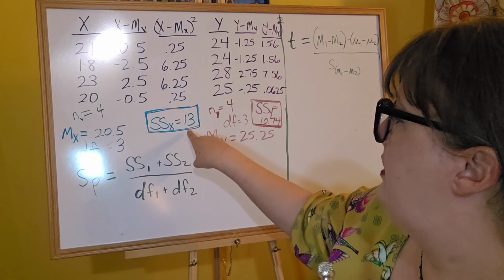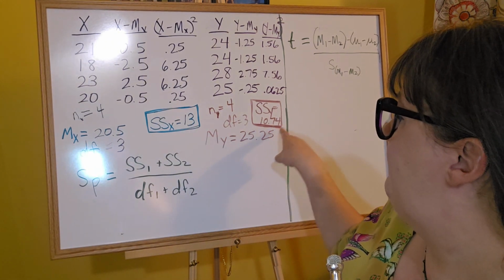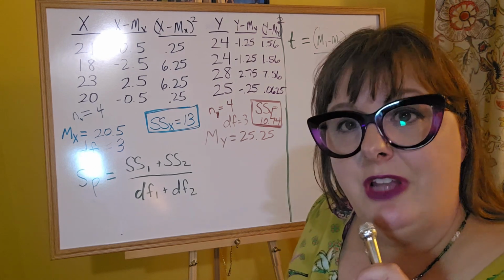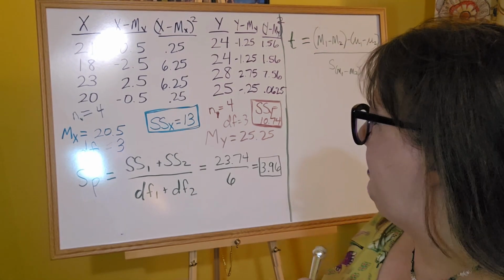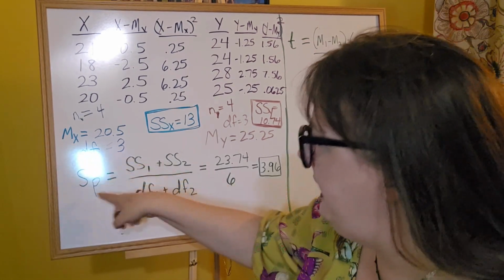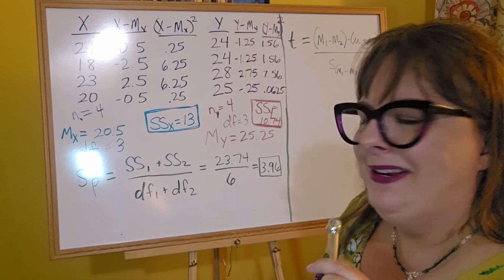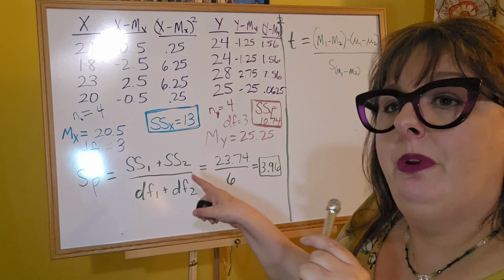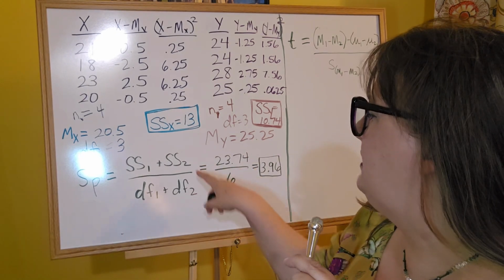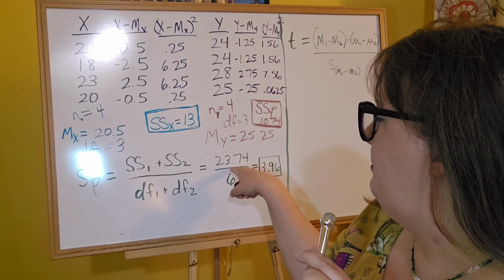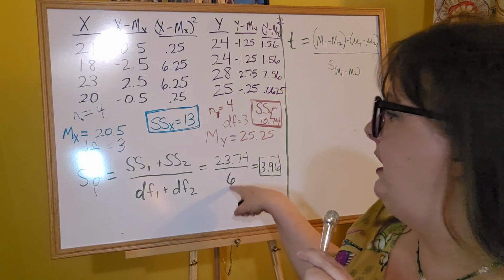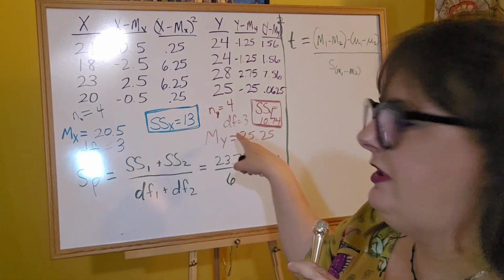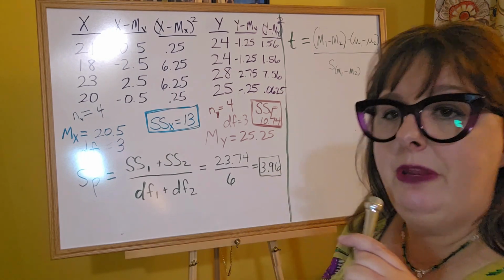So we're going to have 13 plus 10.74 as our numerator, and then we're going to have 3 plus 3 as our denominator. All right, here look, we have a convenient glare right over the pooled variance. When we compute our pooled variance, 23.74 divided by 6, and we got these numbers because we added these numbers, divided by the 2 degrees of freedom added together, we get 3.96.